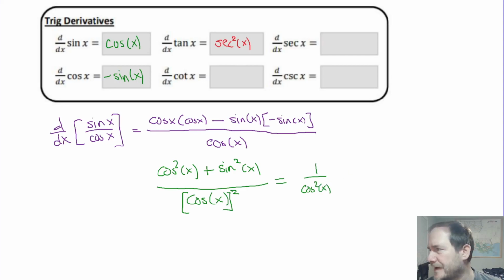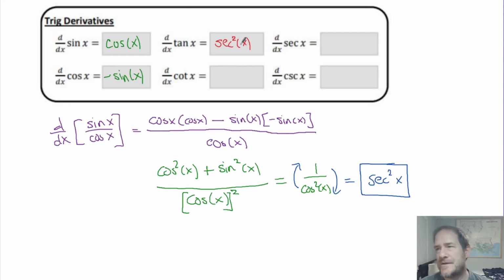And one other trig identity I do expect you to remember is your reciprocal identities. So if I want to just kind of rewrite this, instead of 1 over cosine squared, I can make it secant squared. And that's certainly where I would expect you to land. So that's that. Now, of course, you should just have this memorized because 99.9% of the time you're not doing this work to find the derivative of tangent. You just know it.